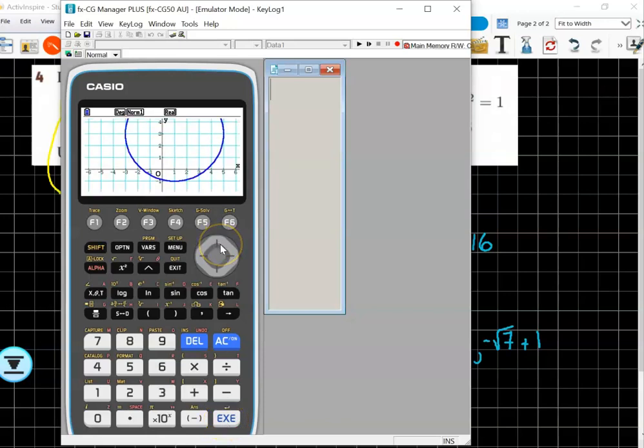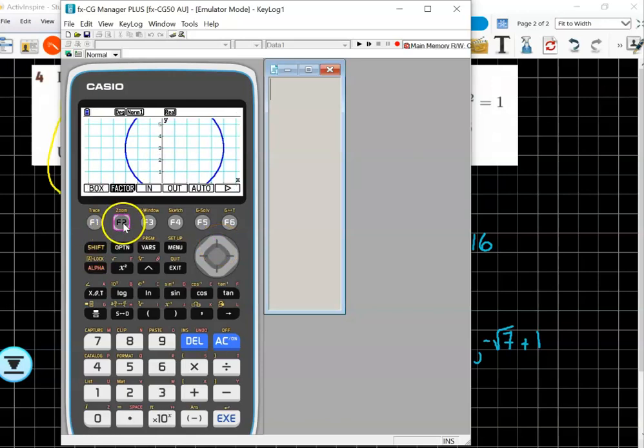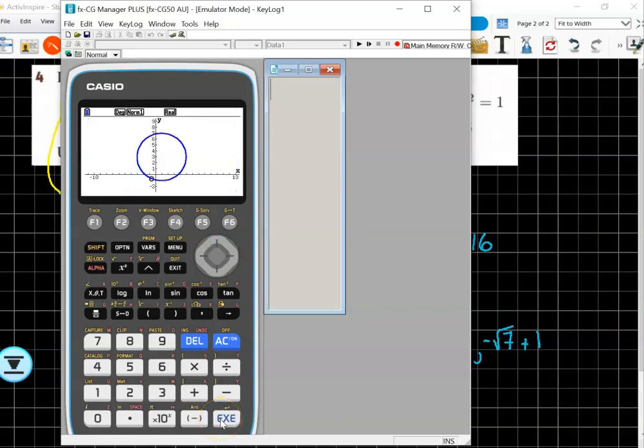Now you can move up and down, and I would probably then go, if you want to get the whole thing in, just zoom out. So shift, zoom, and then we've got out. And you can position, right? You can position where you actually want to zoom. Where's the center of my zoom out? I'm going to go there, and there's our nice circle. It looks like a good circle.